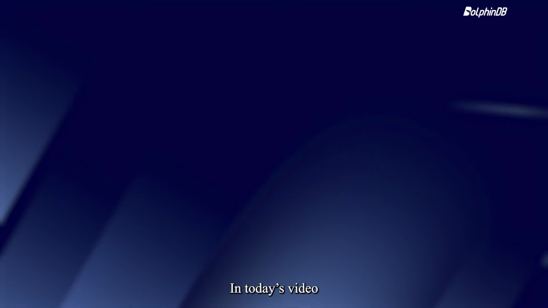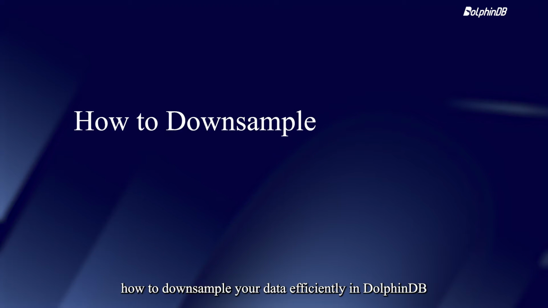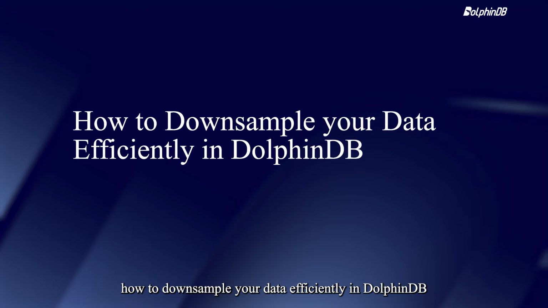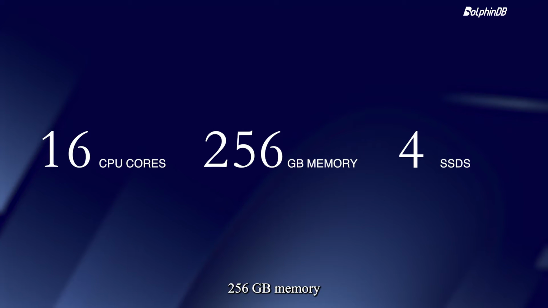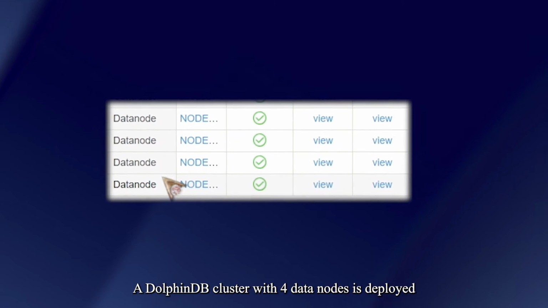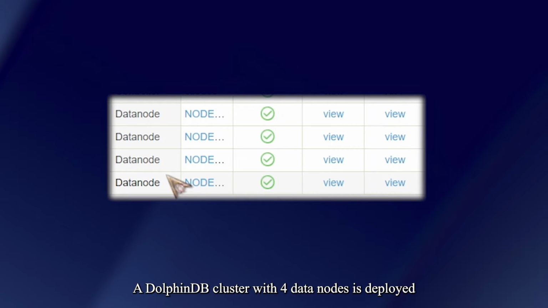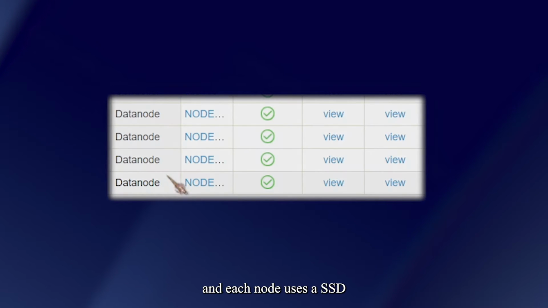In today's video, we will show you how to downsample your data efficiently in DolphinDB. We use a server with 16 CPU cores, 256 gigabytes memory, and 4 SSDs. A DolphinDB cluster with 4 data nodes is deployed, and each node uses an SSD.